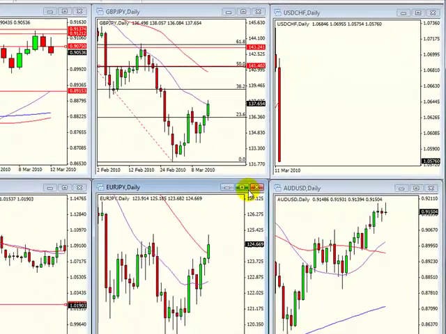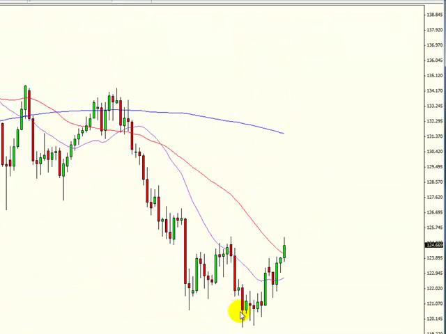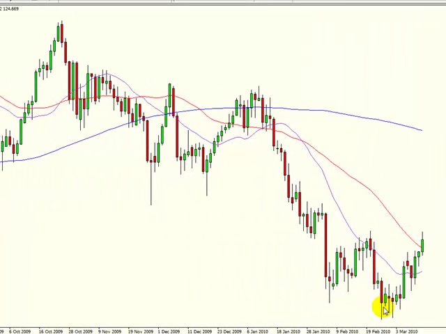Okay, Euro Yen also rebounding. Daily chart, we're up. We had some consolidation down here, and now we're up. We just broke through the 40 period moving average. We're currently testing resistance right here at 125. Very, very key, as you can see.